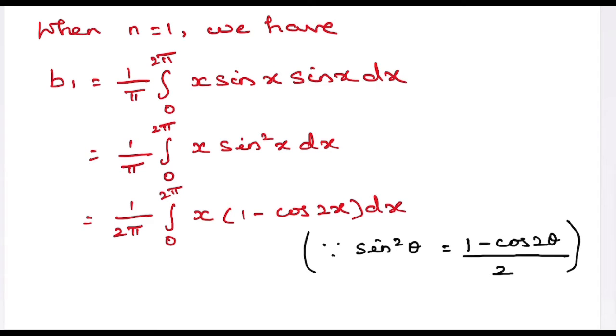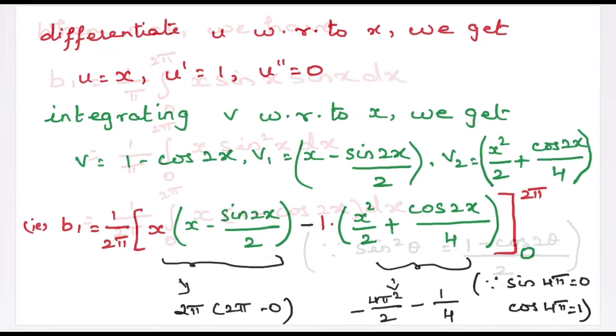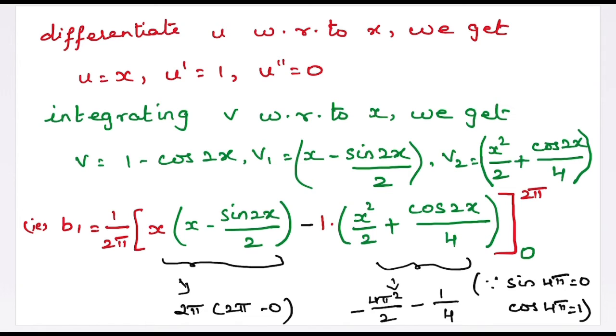Now integrate keeping this as uv using Bernoulli's formula. We have b1 is equal to 1 by 2 pi into x minus sin 2x by 2 minus 1 into x square by 2 plus cos 2x by 4 between the limits 0 to 2 pi. Here differentiation is given in red color and integration is given in green color. Now apply the upper limit 2 pi, which is in red color, in place of x. We get 2 pi into 2 pi minus 0 minus 4 pi square by 2 minus 1 by 4. Since sin 2 into 2 pi, that is sin 4 pi is equal to 0 and cos 2 into 2 pi, that is cos 4 pi is equal to 1.